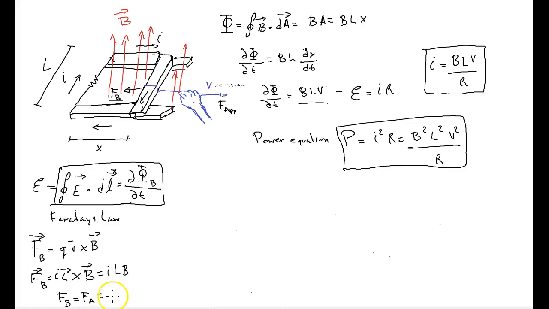Now, what power do you have to put in? In other words, what is the applied power, the mechanical power? Well, that's the force dotted with the velocity, or just F applied times V. Here's F applied, so the applied power is going to be equal to V squared L squared V times V, V squared over R. So that's the power that the mechanical input has to have.